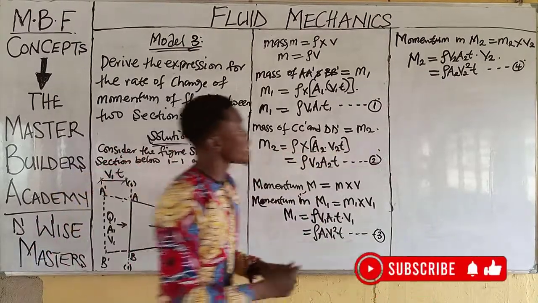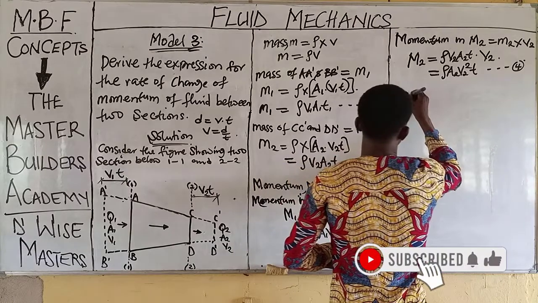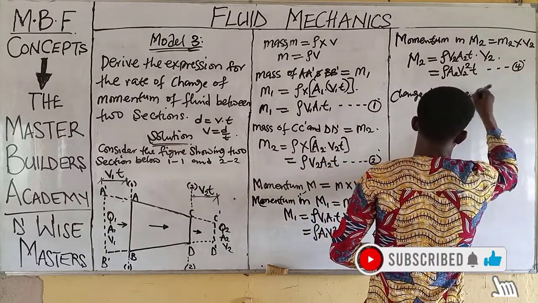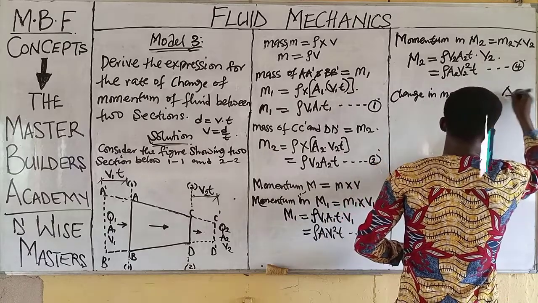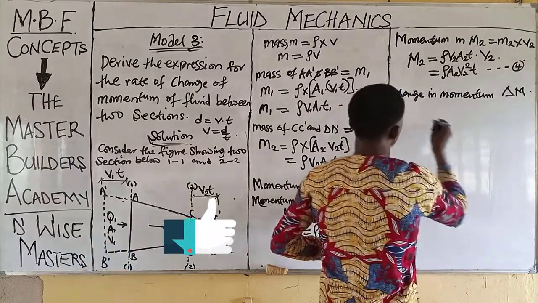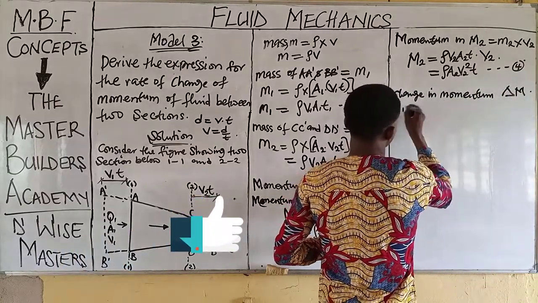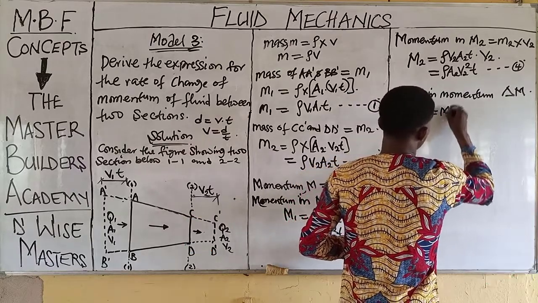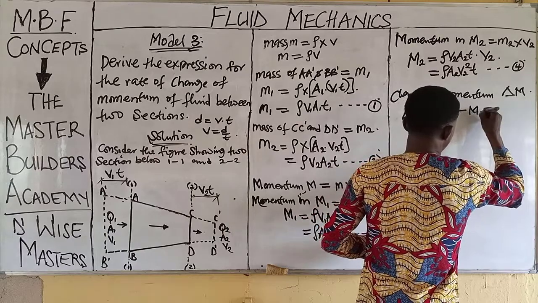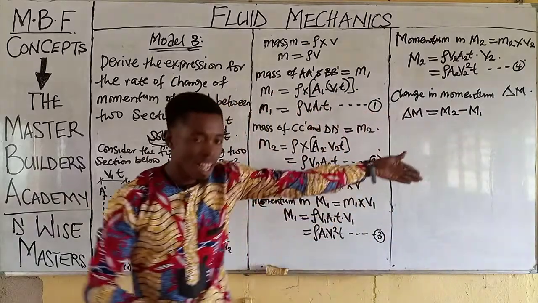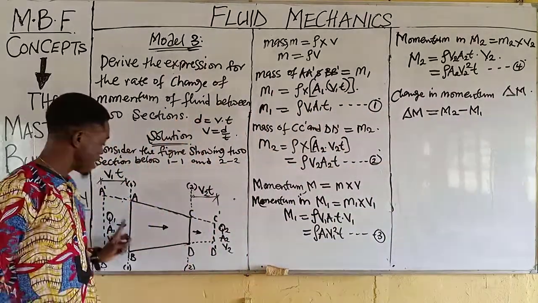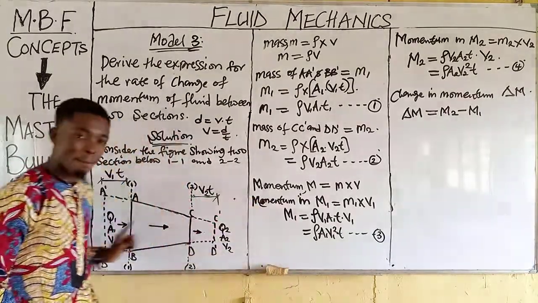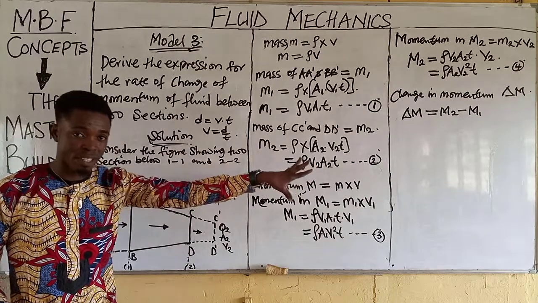Is that correct? So we have change in momentum. We have this as delta M. Delta M is equal to M2 minus M1, final minus initial. Don't forget this is the entrance, this is the exit. So we are going to have it as exit minus entrance. That will be the difference.